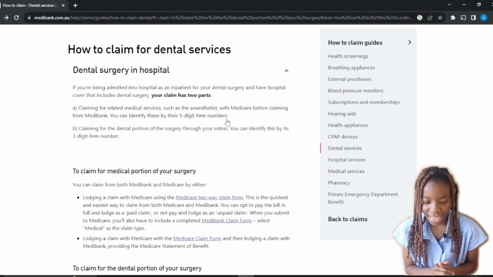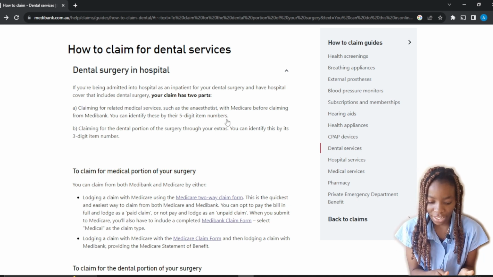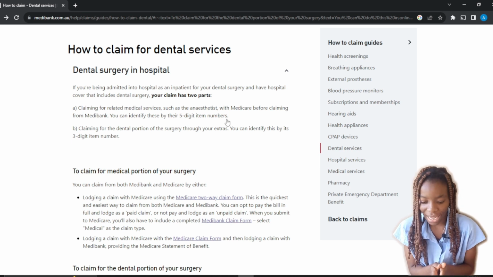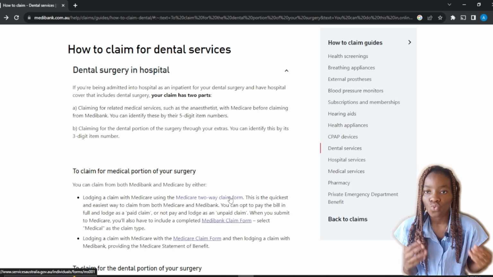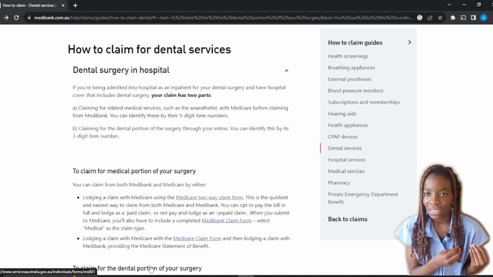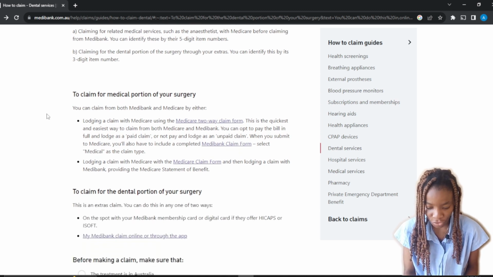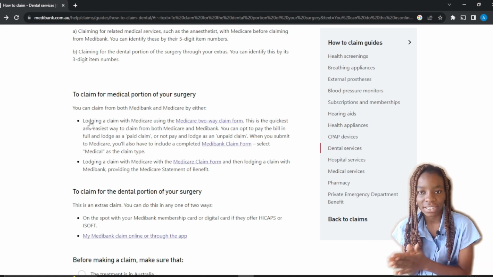And then the next is claiming for the dental portion of this surgery through your extras. So if you have extras that include these dental services, then you can actually claim for the dental portion of the surgery through your extras. And then you can identify this by its 3-digit item number, which you're going to find when you, of course, did the surgery. And so the next is to claim for the medical portion of your surgery. So there are 2 things now, the medical portion and then the dental portion.